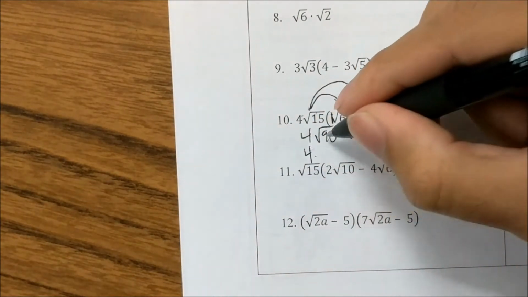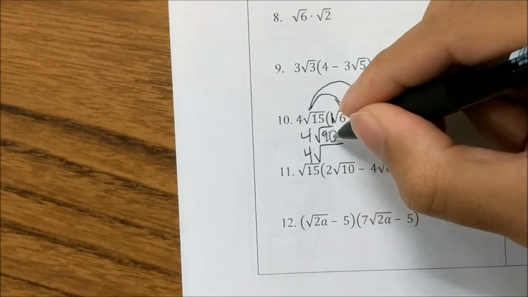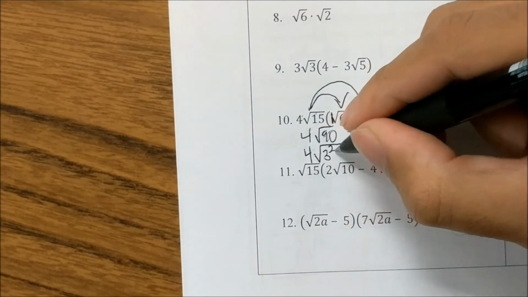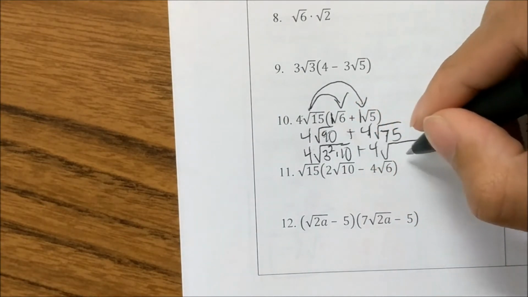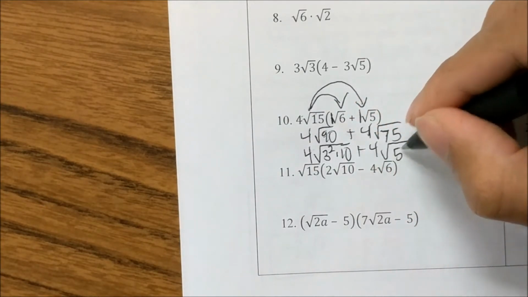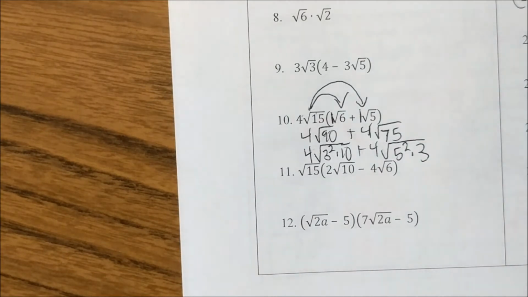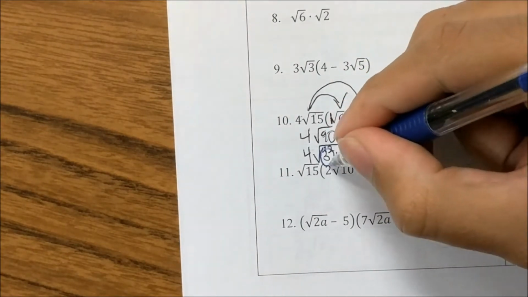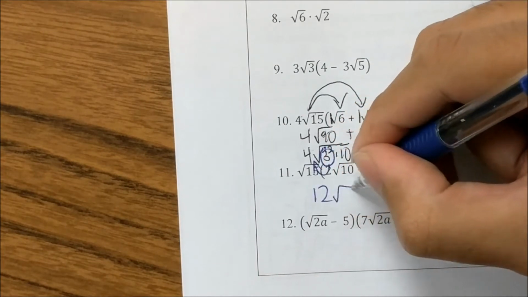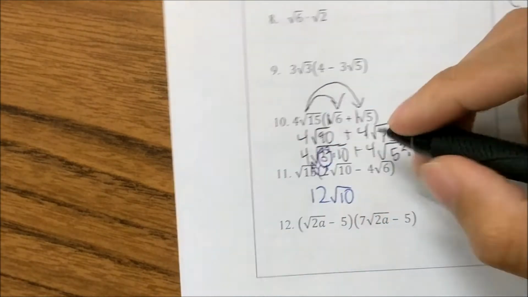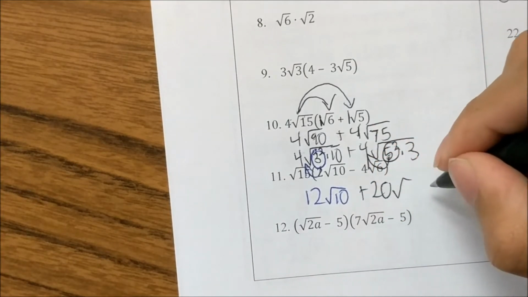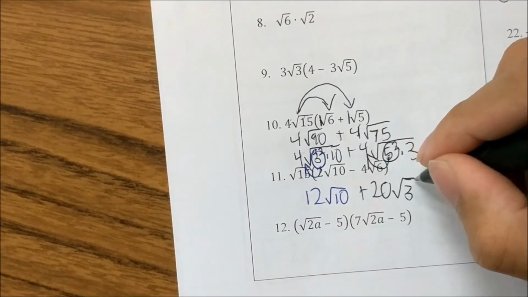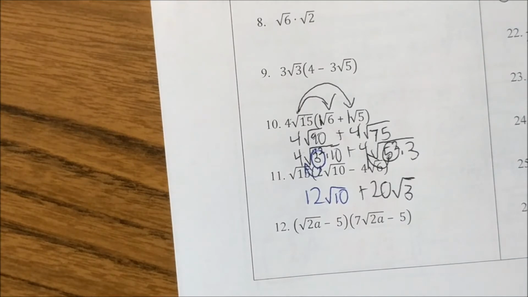Okay, so I can rewrite these radicals. I can rewrite 90 as 9 times 10, and 9 is 3 squared. And then 75 I can rewrite as 25 times 3, and 25 is 5 squared. So I take this 3 outside to join the 4, so now it's 12 radical 10. And I take this 5 outside to join the 4, 5 times 4 is 20. So the answer to problem 10 is 12 radical 10 plus 20 radical 3.